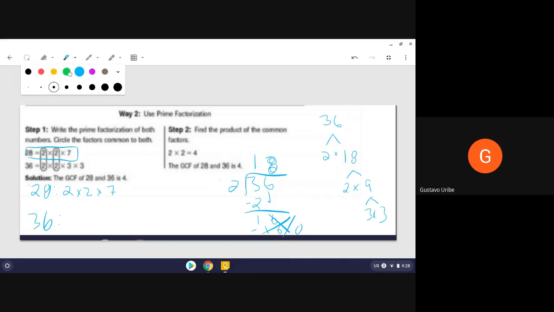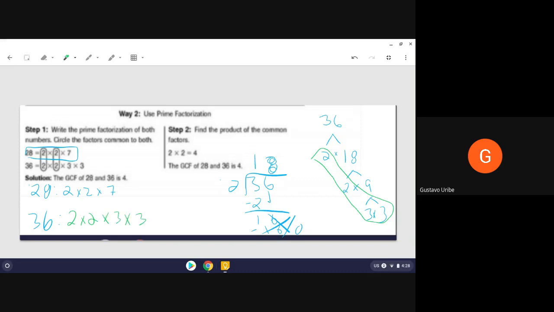So now the list that you're going to use is right here. So it's 2 by 2 by 3 by 3. And I'm going to find the greatest factor that they have in common. So there's 1, 2. And there's actually another 2 right here. So that means we had 1, 2, and then we had another 2. So 2 times 2 is 4.